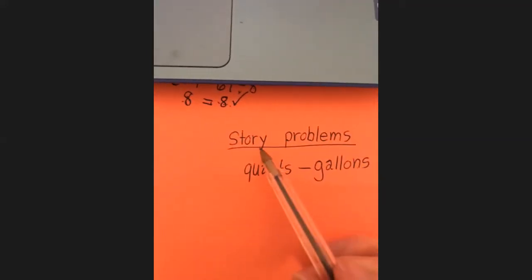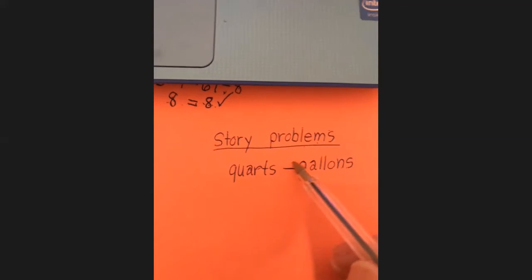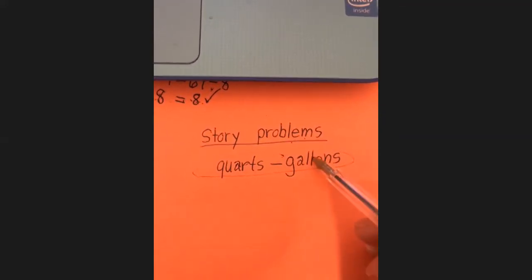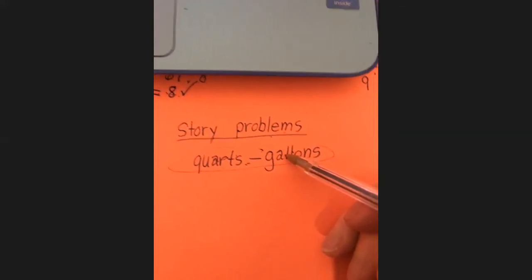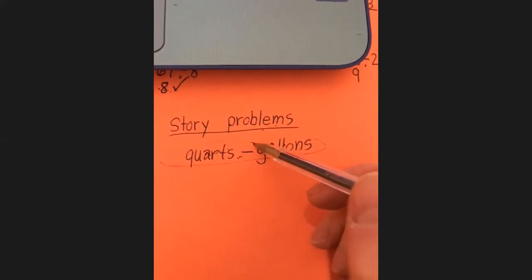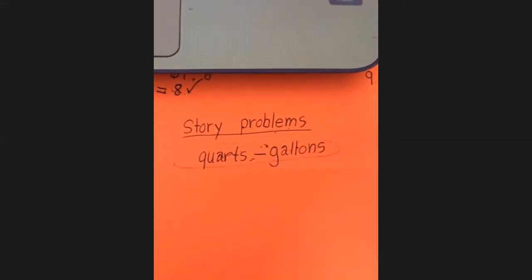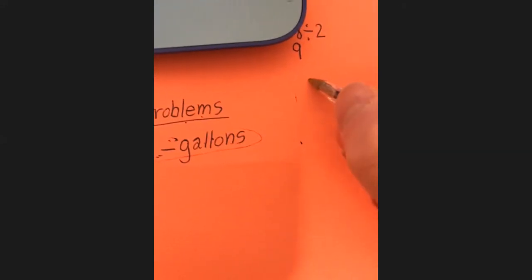Story problems today. Think through those. They aren't terribly hard story problems today, but you do need to know this fact to do one of them. How many quarts in a gallon? If you know how many quarts are in a gallon, you can do your story problem B today. Story problem A is simply averaging. How do we average? We add and then divide by what?